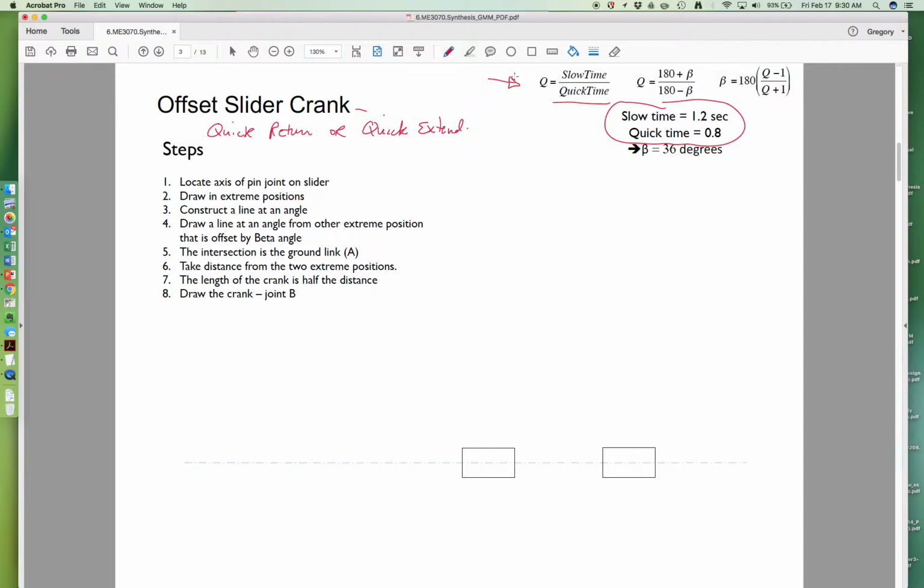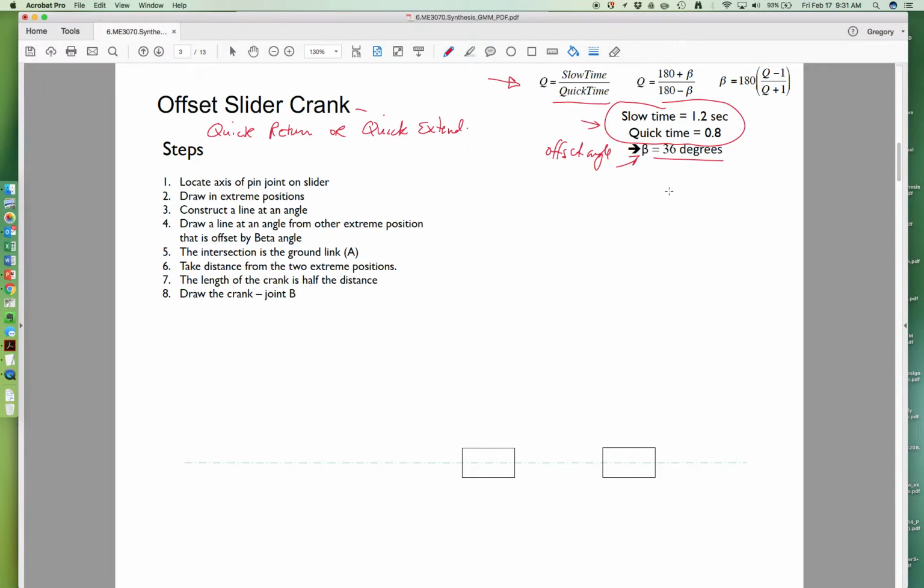Okay. Some problems, they might give you a Q and the slow time, in which case you can calculate the quick time, or they'll give you Q and the quick time and you can calculate the slow time, or give you Q and the total time. If Q and the total time is given, then you can go ahead and calculate the slow time and the quick time. So from Q and a given slow time and quick time, we can go ahead and calculate what's known as this offset angle. Okay, and in this case, offset angle beta comes out to be 36 degrees.